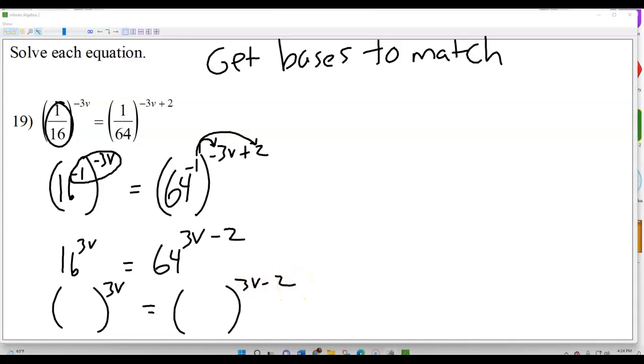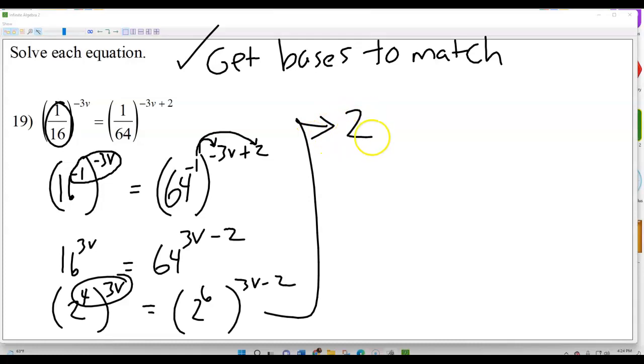And these two numbers can both be written as powers of 2. They can also be written as powers of 4, but I'm just going to go ahead and go with 2. 16 is 2 to the 4th power, and 64 is 2 to the 6th power. So now I've got my bases matched. All right, so now we're going to simplify this. So we can multiply that, and we end up with 2 to the 12v power equals, on this one we're going to distribute, and we're going to get 2 to the 18v minus 12 power.